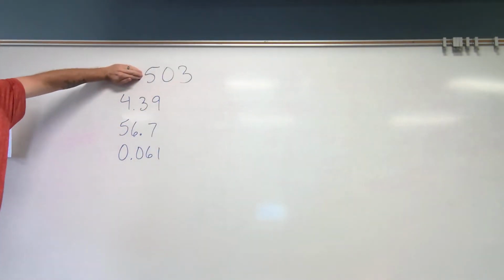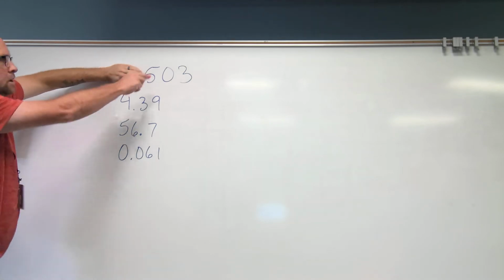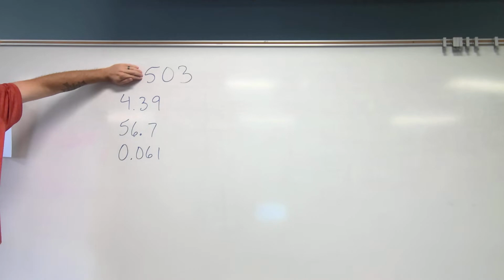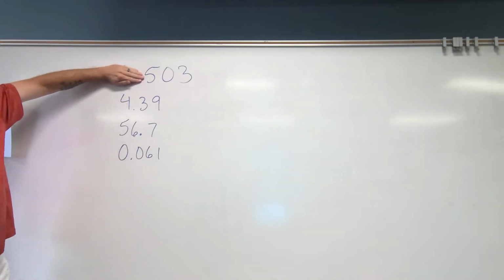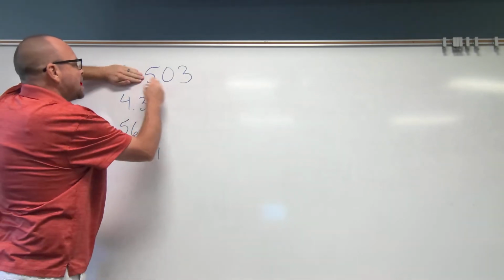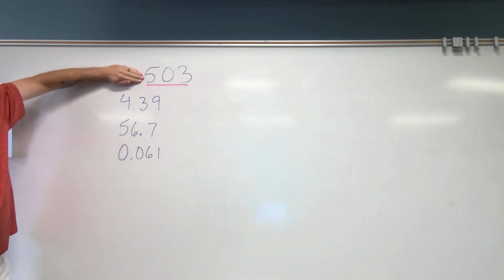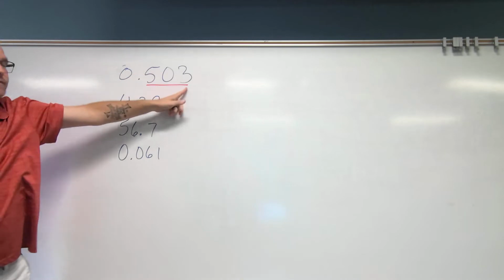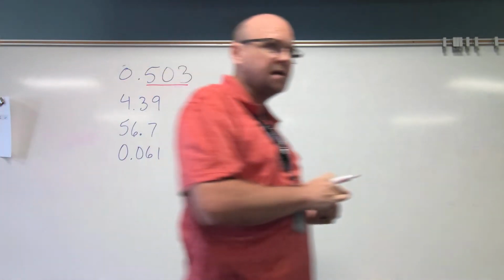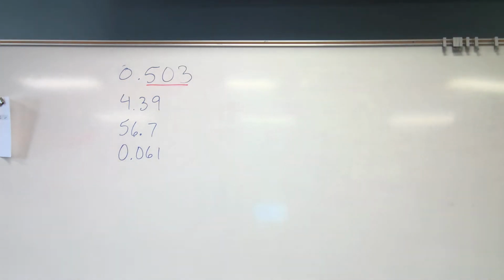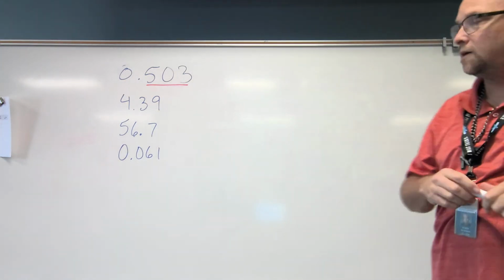5, 10. Tell me what that says. If I said you had that much money, how much money would you have? No, we're ignoring everything. Just what you can see. How much do you have? 500. 503. Now, what place did I use the 3 in? 503 thousandths. So that's how you say that number. 503 thousandths or 0 and 503 thousandths.